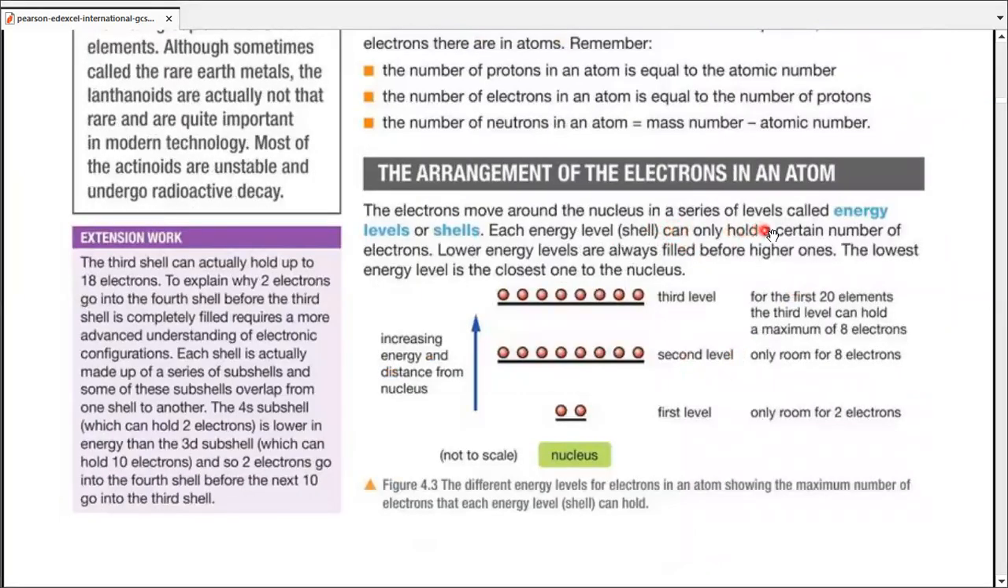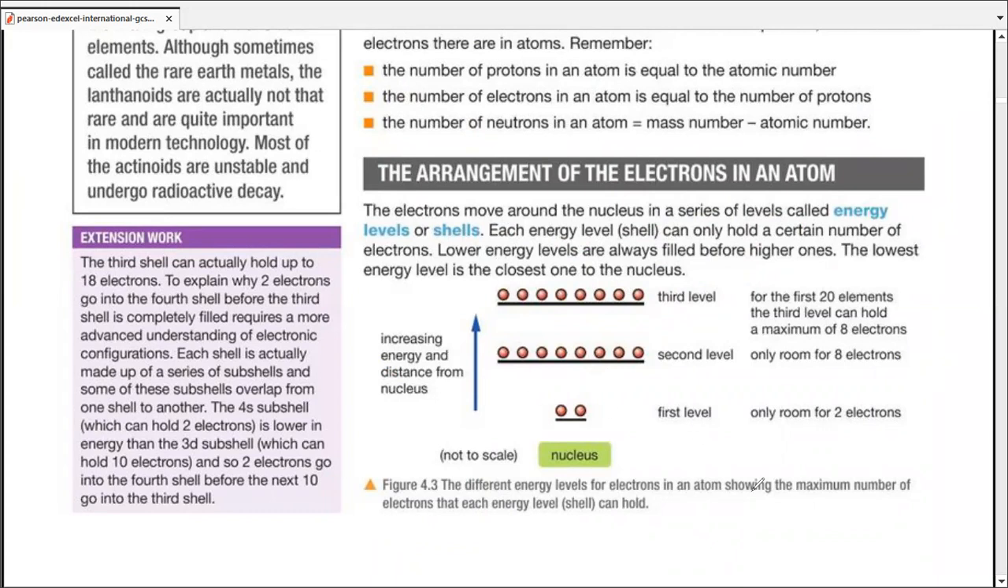The arrangement of electrons in an atom is something that we need to properly understand and is also a part of the course. These are one of the most important and common questions from this chapter in specific. The electrons move around the nucleus in series of levels. We may call them shells, we may call them energy levels. The previous name was orbit, when the scientists were pretty impressed with the solar system model.